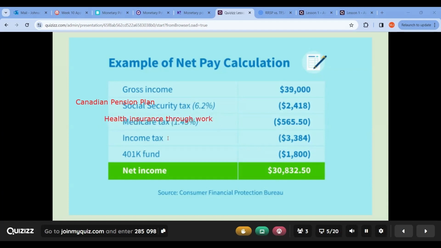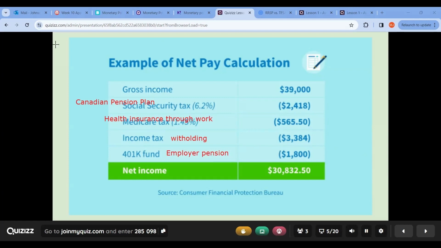Income tax withholding is what they do. They deduct income tax so you don't have to pay as much at the end of the year. The employer takes some income tax just to hold, and then they pay that to the government, so you don't have to. They kind of do it for you. And the 401k fund is Canadian, so that would be your employer pension. So those are some deductions that you would have for your workplace.